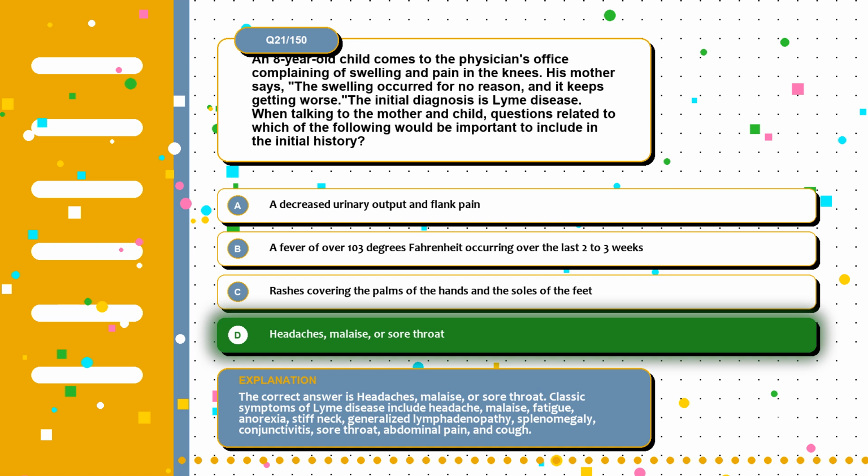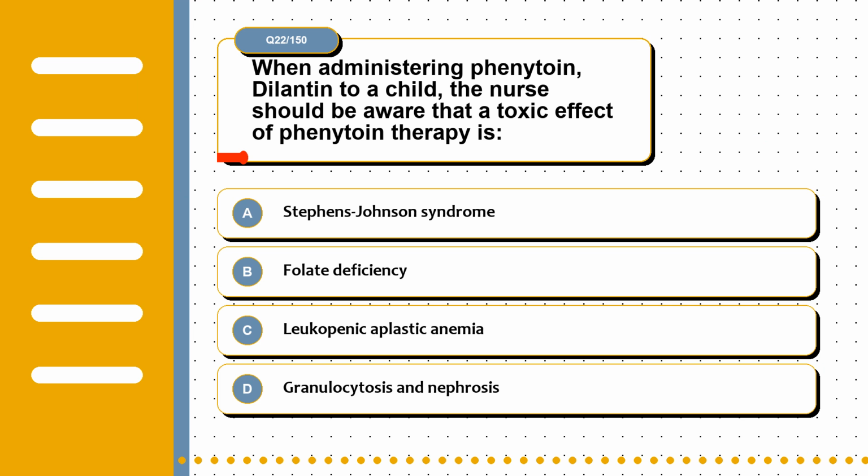Question 22. When administering phenytoin, Dilantin, to a child, the nurse should be aware that a toxic effect of phenytoin therapy is, here are the options. Option A. Stevens-Johnson syndrome. Option B. Folate deficiency. Option C. Leukopenic-aplastic anemia. Option D. Granulocytosis and nephrosis.